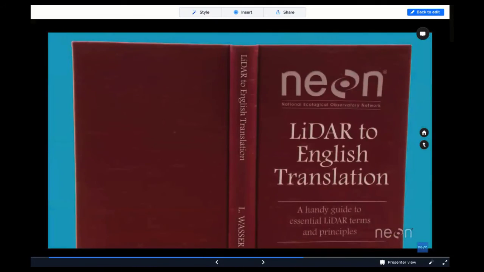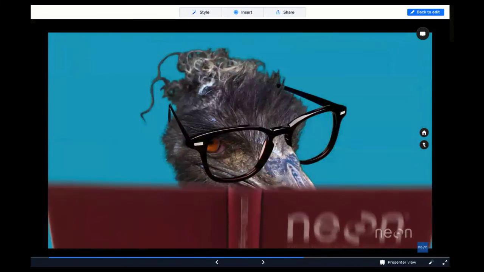And now, my friends, you know how a LiDAR system generally works. And also, you can consider yourself fluent in the language of LiDAR.